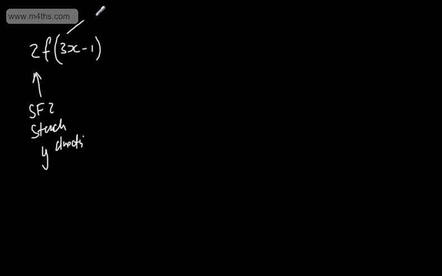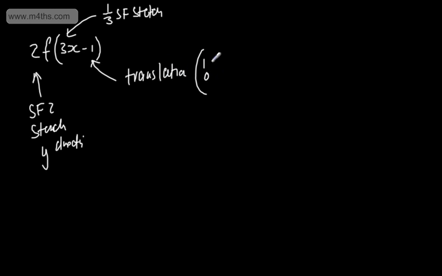Now this is the 1 over 3 in the x, so a 1 over 3 scale factor stretch, or if you like, parallel to the x-axis. And then this is a translation again, in the x direction. If you like, the vector is (1, 0), or you could say 1 unit in the positive x direction. It all depends on the terminology that you're used to.